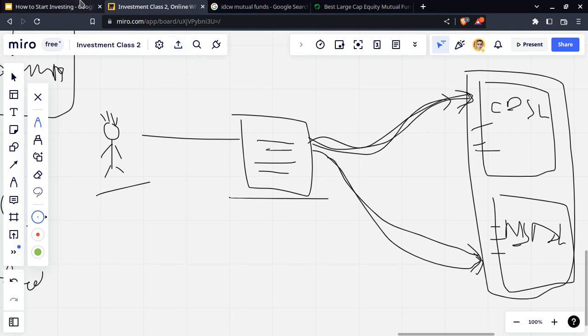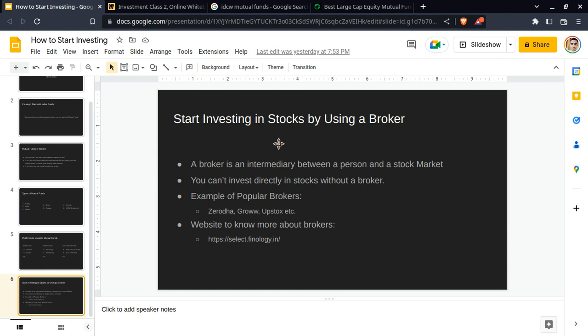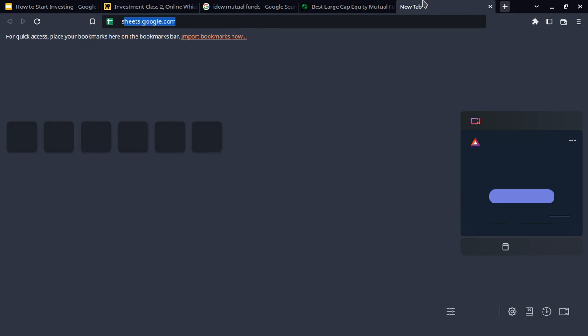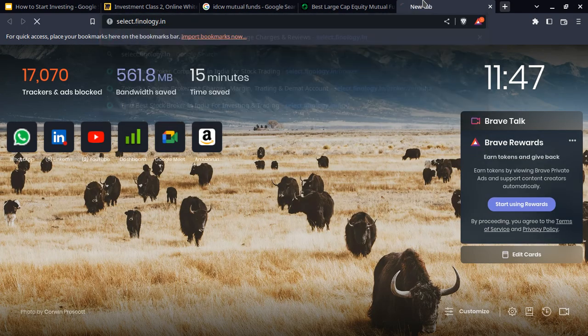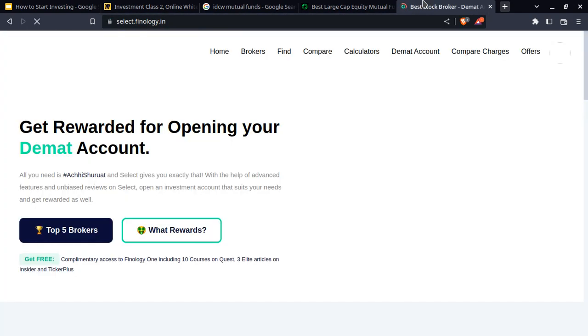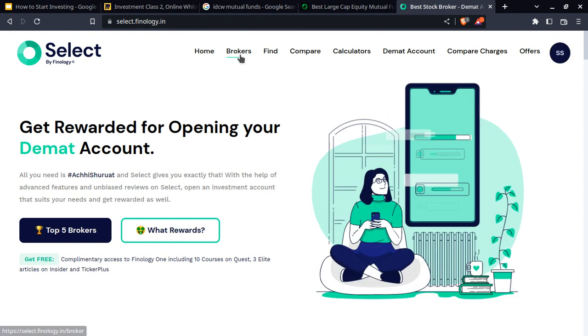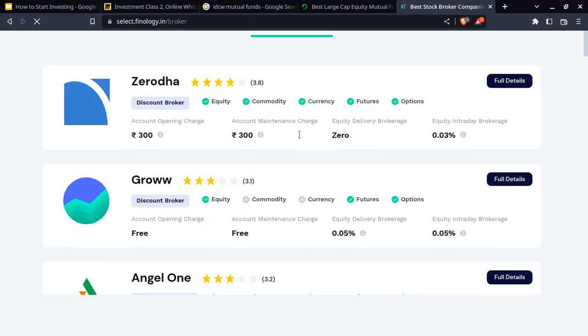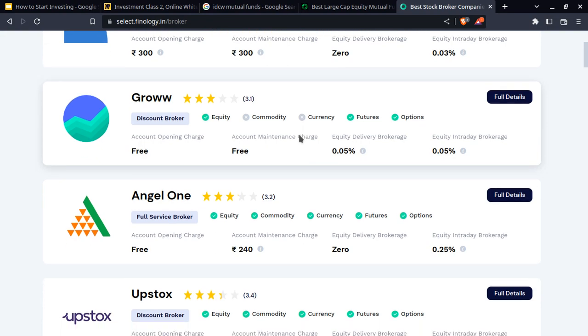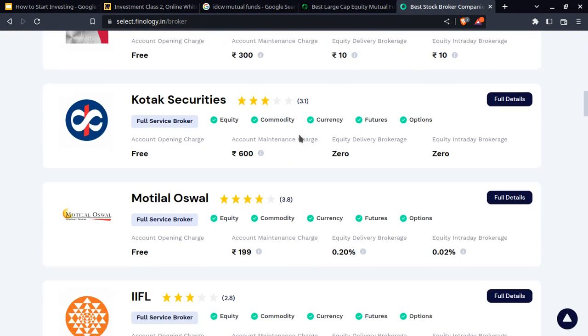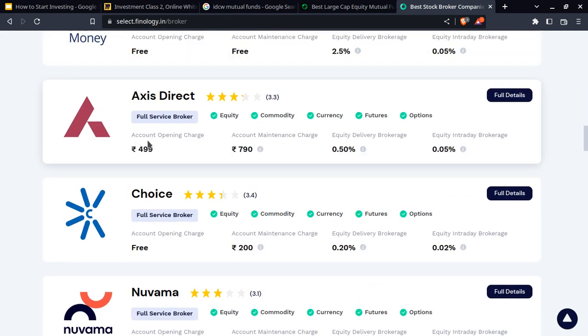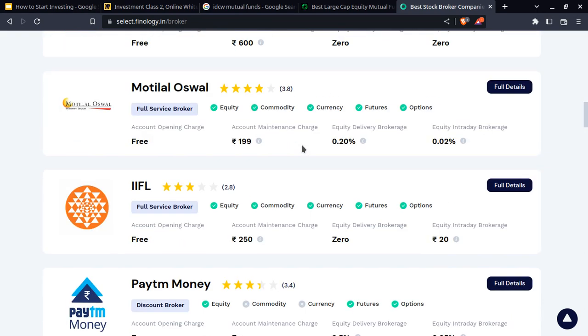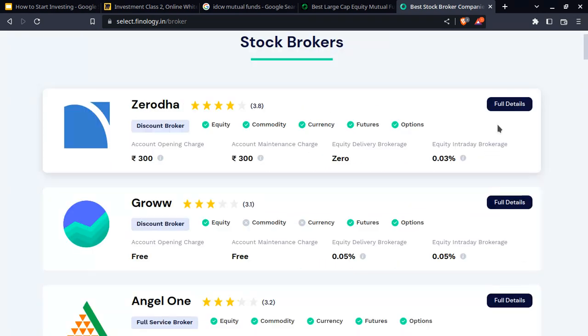Now, where can you find the brokers to invest in stocks? There is a very good website known as select.phenology.in. I generally refer many people to this website. Here you can go to the broker section, and it will show you all the popular brokers of India. Again, it doesn't have all the brokers of India, it shows only popular brokers. Here it will have a summary, and if you want the full details you can go and check them out.